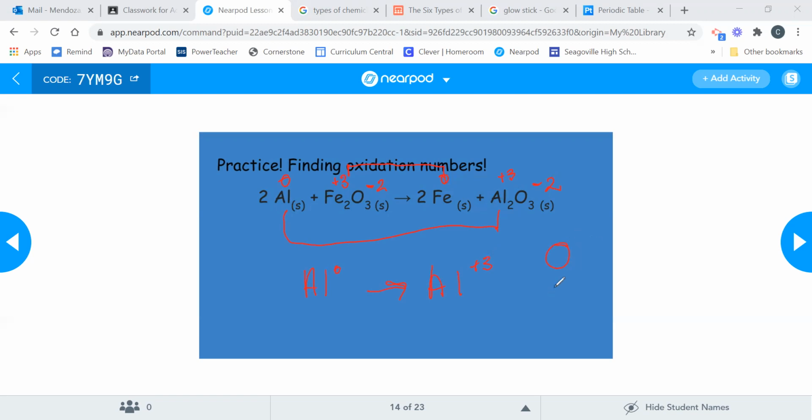Is this oxidation or reduction? It's becoming more positive. So is it oxidation or reduction? And the answer would have been oxidation. Because remember, oxidation is losing. So it's losing electrons, it's becoming more positive. So that is what I would have gotten for that. And on this one, it's going from Fe3+ to Fe0. And this is going to be more negative. And if I know what it means to become more negative, I know that it is going to be reduction. So this is going to be reduction.